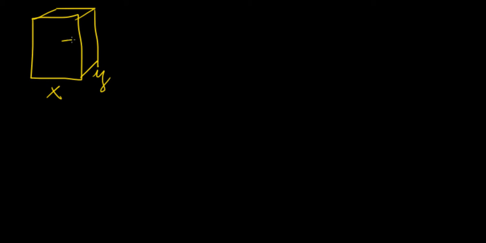So let's have the following problem. Let's have a box of unknown dimensions. So let's call this length x, this length y, and this length z. So z is just the height of the box. It's going to be a solid box. So we want to maximize the volume.